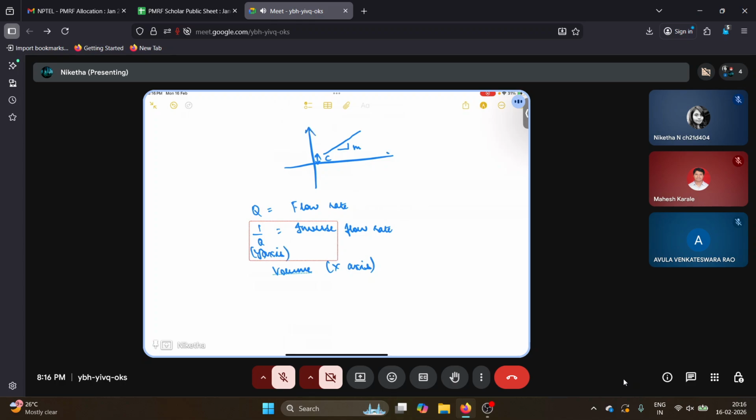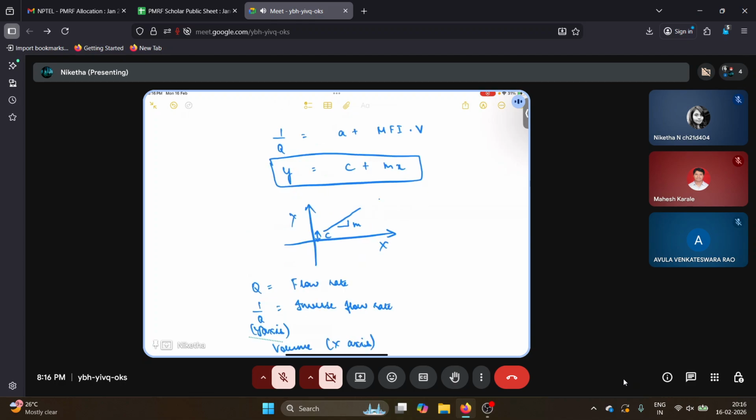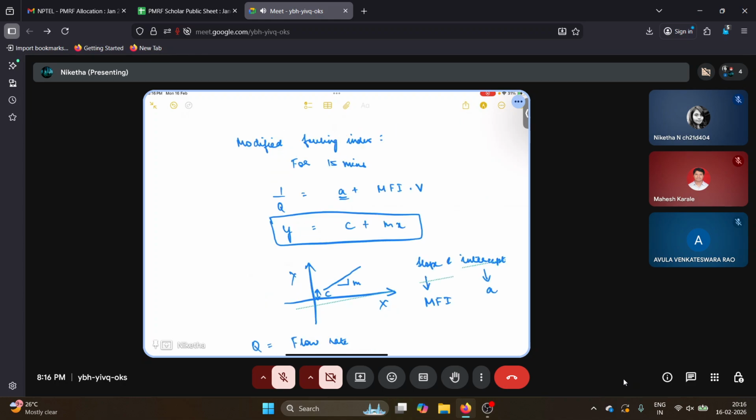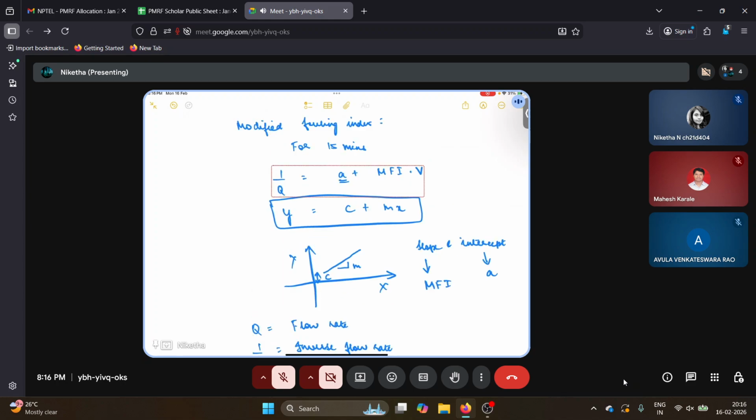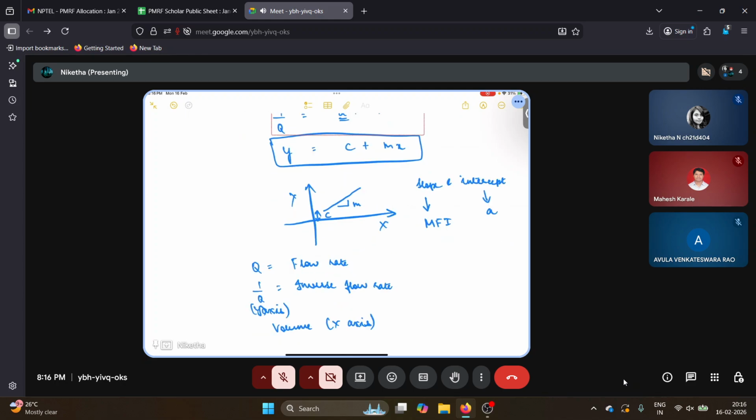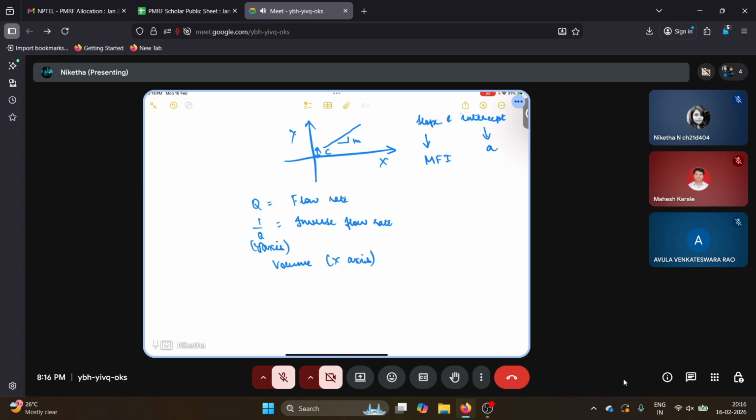If you make a plot like this, then you will get a straight line, and from the straight line you can get the slope and the intercept. So the slope will be your modified fouling index or MFI, and the intercept is the constant A here. So then you don't have to do much. Already your MFI is there. MFI is the slope and A is your intercept. So that's it. You just have to find the slope.